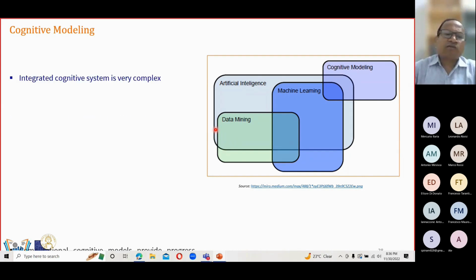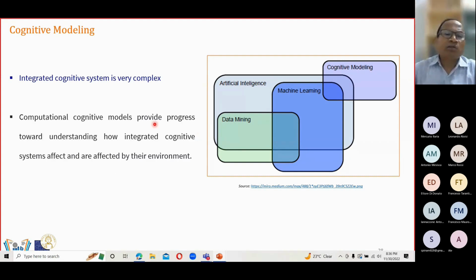Integrated cognitive systems are therefore very complex. Computational cognitive models are used to make progress towards understanding how integrated cognitive systems affect and are affected by the environment. I was trying to give you an example. Say a driverless car is running, right? And suddenly heavy rain starts, or suddenly the weather becomes hazy, or suddenly a boy comes in front of the car. Suddenly there is water logging in front of a school, and kids are coming outside from the school, and the self-driving car is maintaining a certain speed.